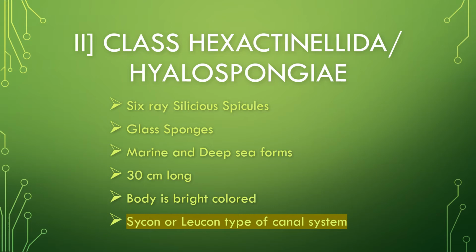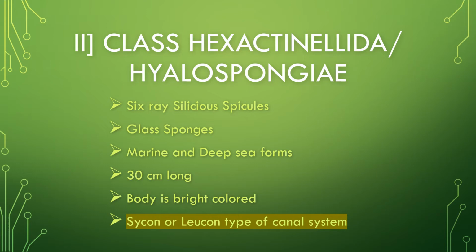It is also called Hyalospongiae. Now let us discuss their key characteristics one by one. This class includes glass sponges, in which the skeleton is composed of six rayed siliceous spicules. In some, skeleton is absent. These are exclusively marine and deep sea forms.